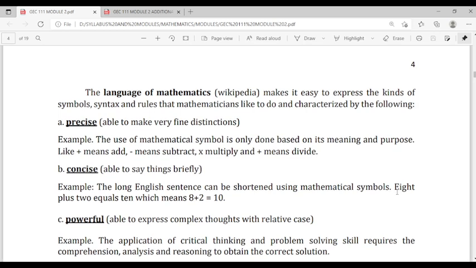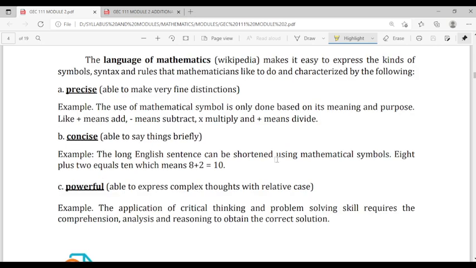We have precise, concise, and powerful. When we say precise, able to make very fine distinctions. For example, this symbol means add, the dash means subtract, the x or the dot means multiply, and divide is this symbol, the dash and 2 dots.